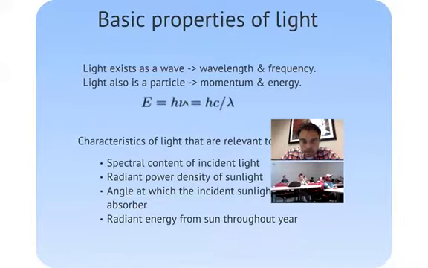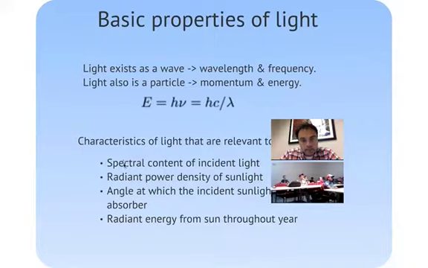Now, although these things are abstract, from our point of view, they're fairly fundamental. This intuitive understanding is very important when we start thinking about how we harness the energy of these photons. Okay, so the most important characteristics of light that are relevant to this class are the following. One is the spectral content of incident light. What that means is, what is the color of the light?